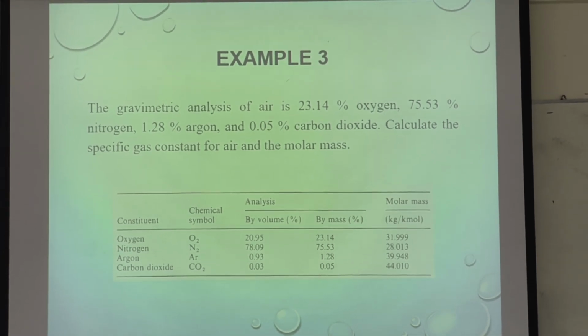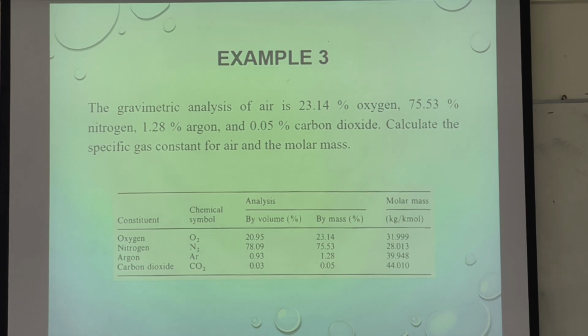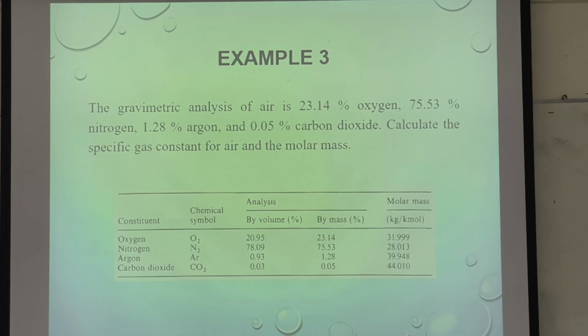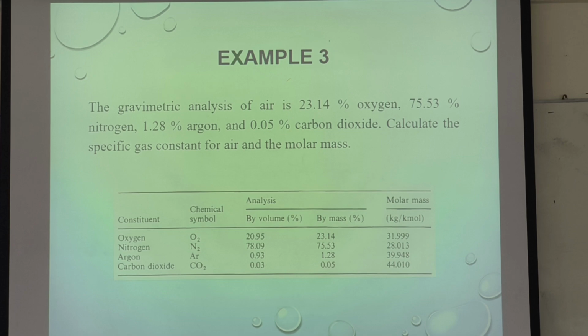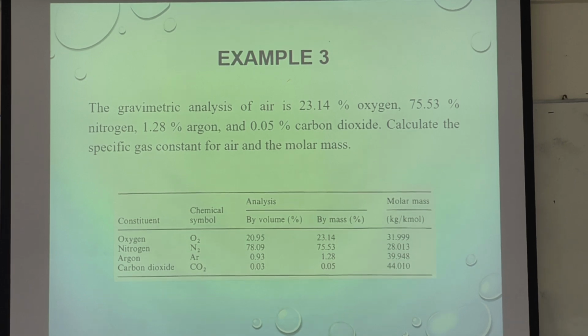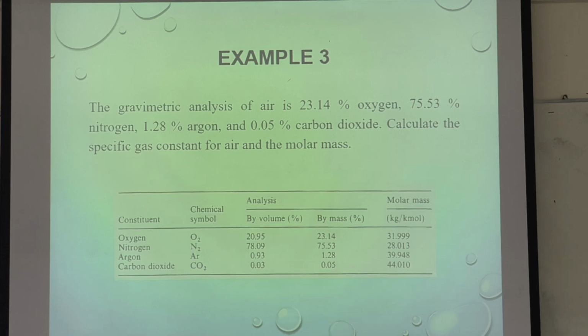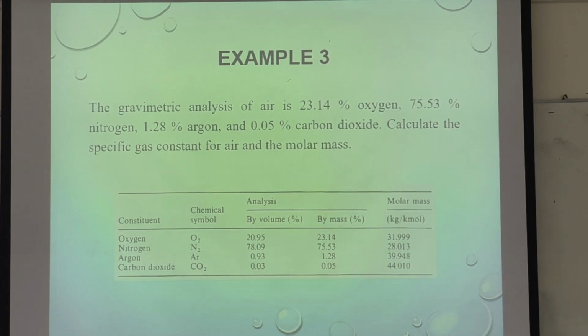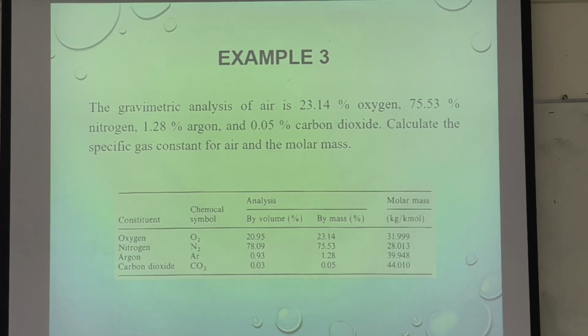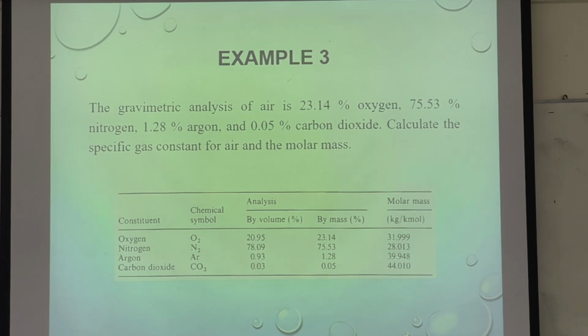Thank you. Okay, so example 3 is actually an approximate breakdown of the air composition. Of course, we know all those very little composition. Here you are asked to find the specific gas constant and the molar mass for air. In this case, you actually do know the specific constant of air as well as the molar mass of the air, as these are given in the table. In a way, it is just to show how we get these values based on the composition of air.